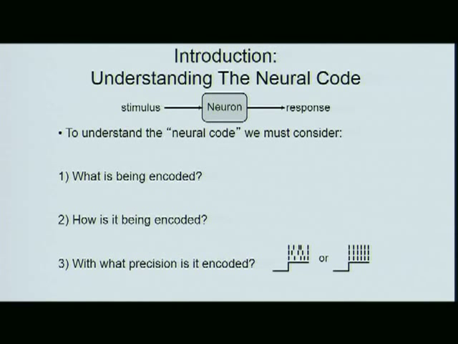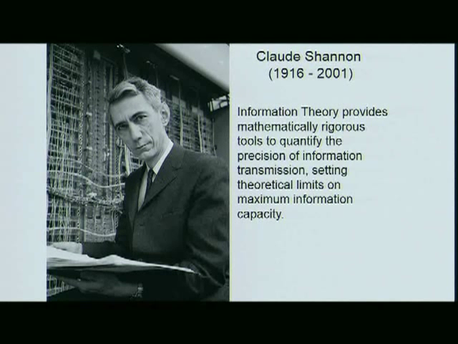Information theory was invented by Claude Shannon, an American scientist, in 1949, and it is going to provide us some mathematically rigorous tools for quantifying exactly what we mean by information and how much information is being transmitted here by a neuron.